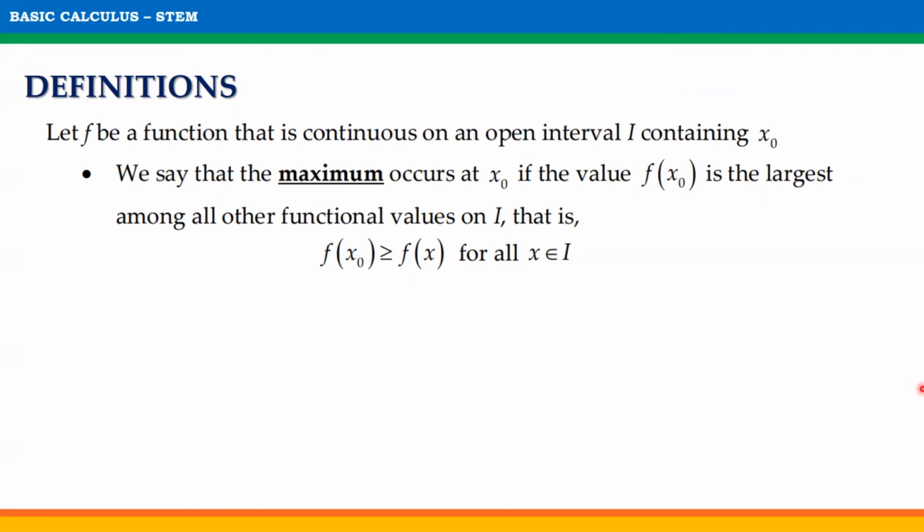I. The definition indicates that for a certain function f, when one evaluates f at all values within the interval, say, a, b, containing x sub 0, and that f of x sub 0 is the largest among all other values, then f of x sub 0 is the maximum value of f at the interval a, b. And this value occurs when x is equal to x sub 0.